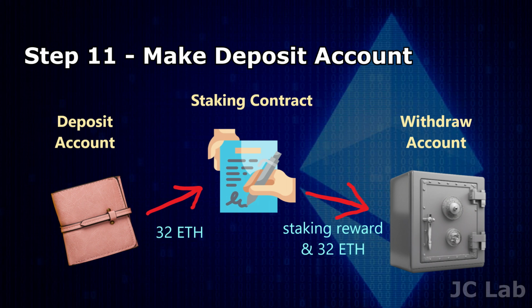Withdraw account need to be absolutely safe, because all Ether will eventually go there. On the other hand, deposit account will only temporarily hold 32 Ether. It can be more casual, like a MetaMask account. You can also use one absolutely safe account for both. In this video, I will use a MetaMask account as deposit account. If you already have a MetaMask account, you can skip this step.